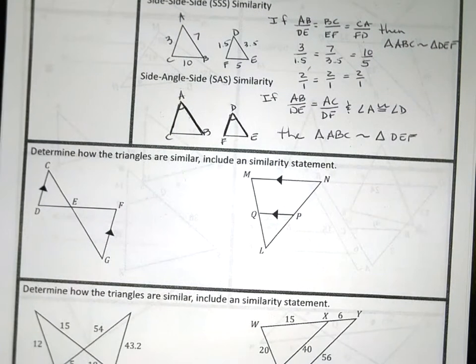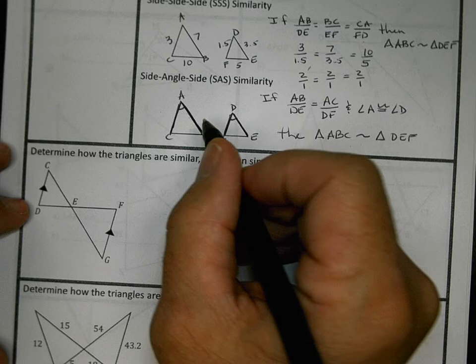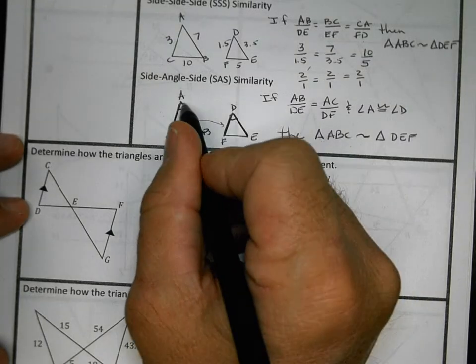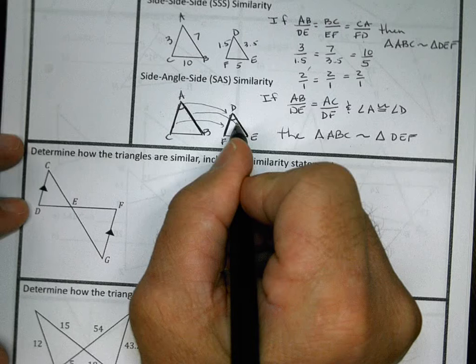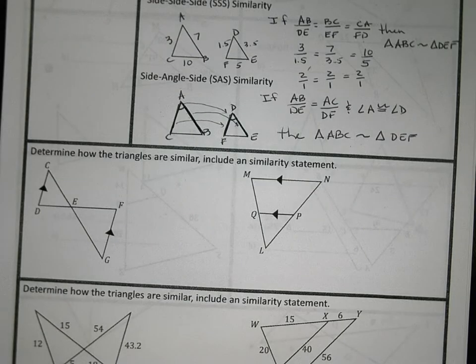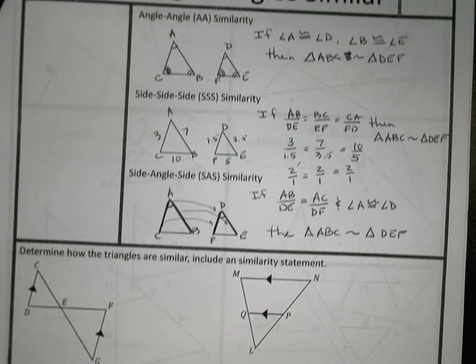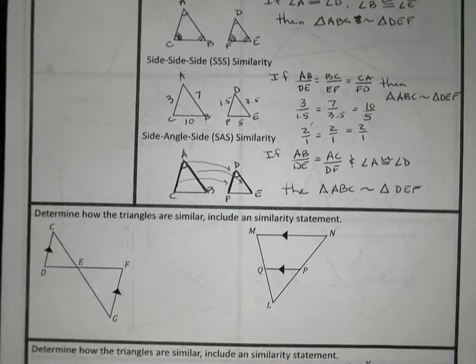That's a very important part. Remember, direction doesn't matter, but order does. So it has to be these two angles, and then these two. The order matters. Are we good there? So those are our three similarity statements that we're going to be able to use throughout this unit.